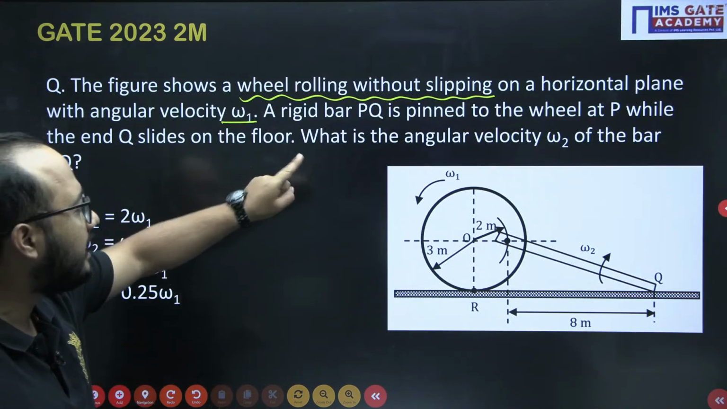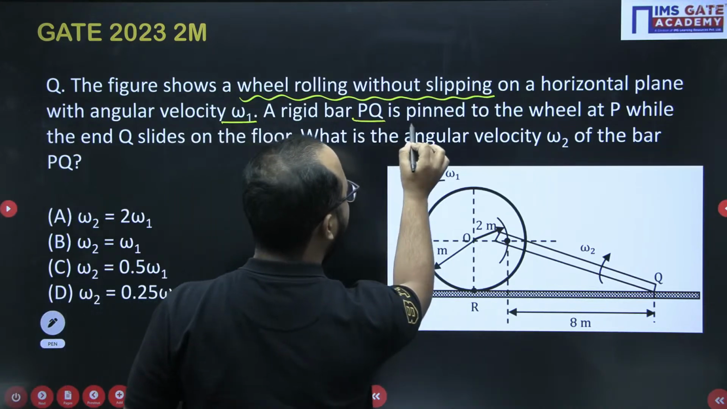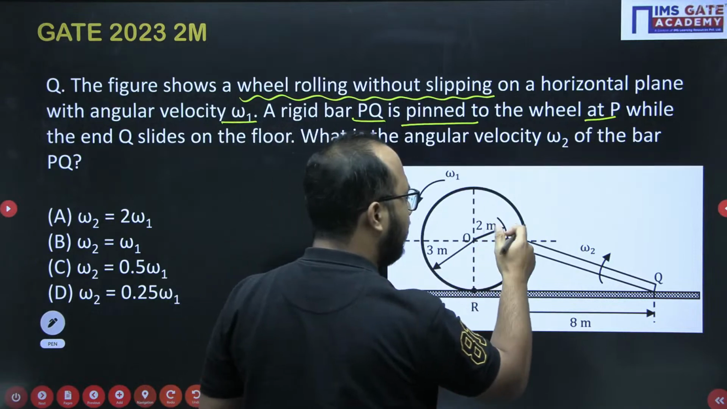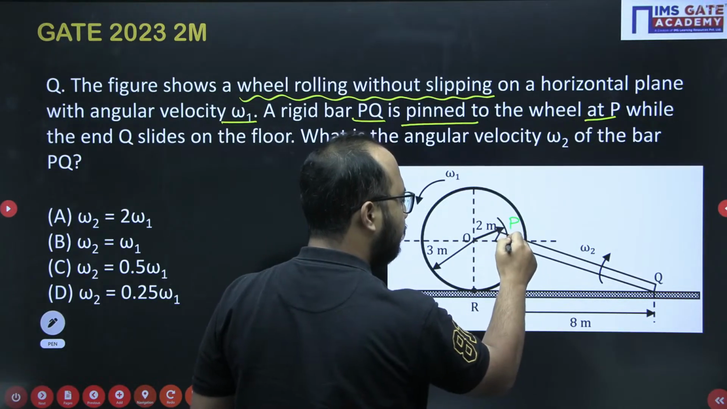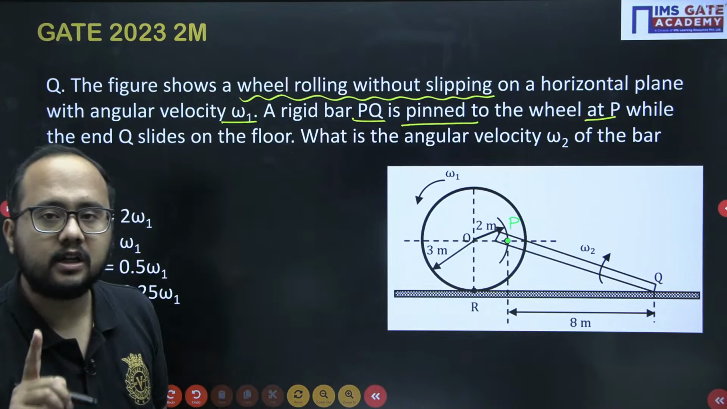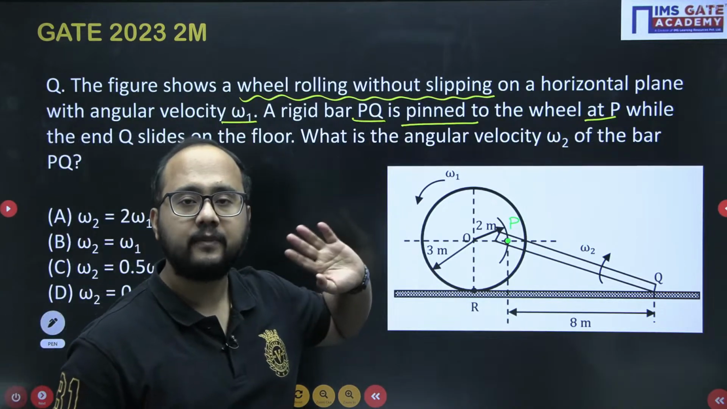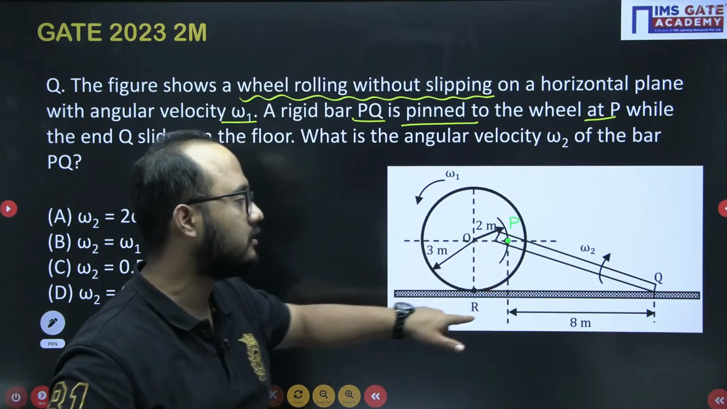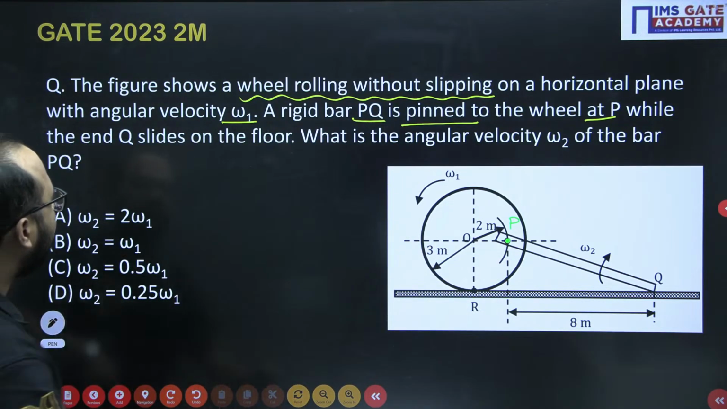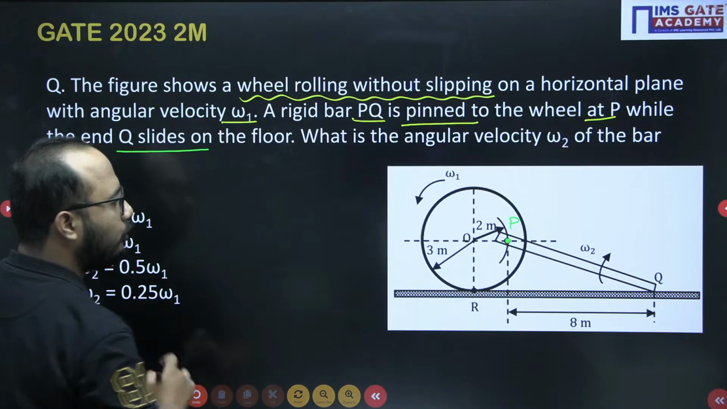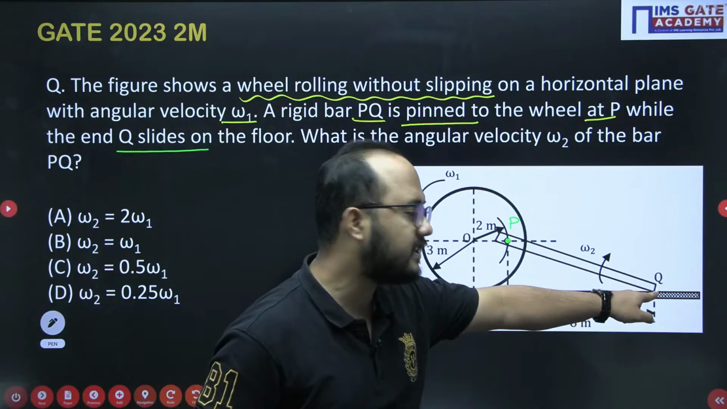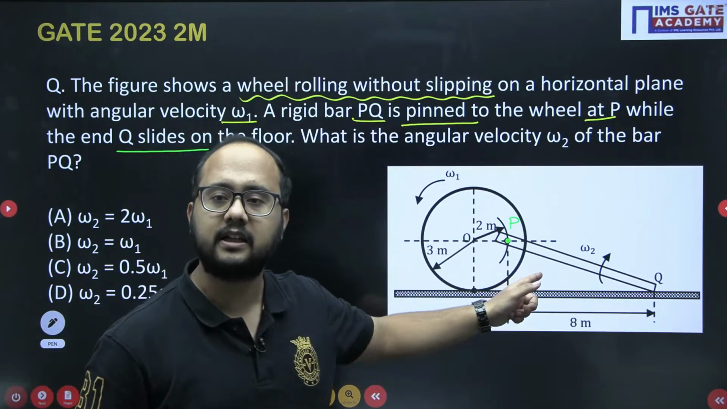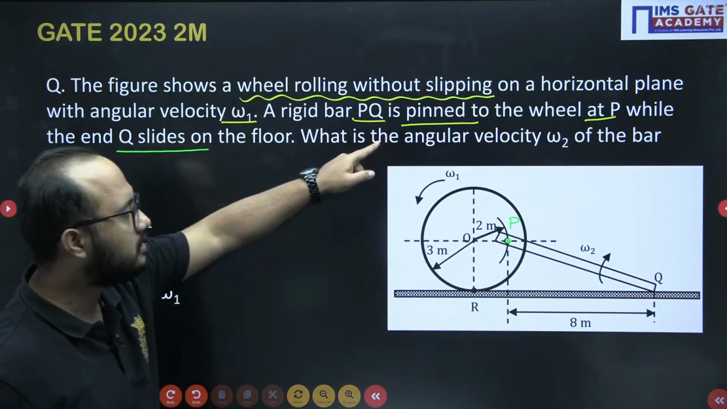A rigid bar PQ is pinned to the wheel at point P. This is your point P here. At this point P, it is pinned. Very important information: at point P, it is pinned or hinged, so it is a kind of turning pair. Remember this point. While the end Q slides on the floor, so sliding is happening here. At this point, sliding is happening, and at the other point, rotation will be there because it is a turning pair. Okay, already mentioned, pinned.